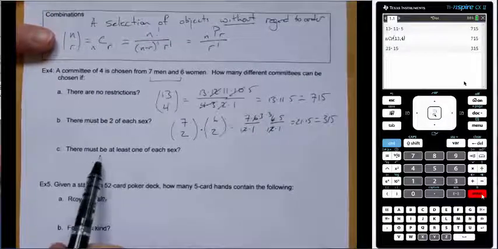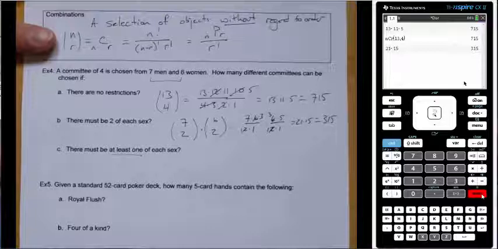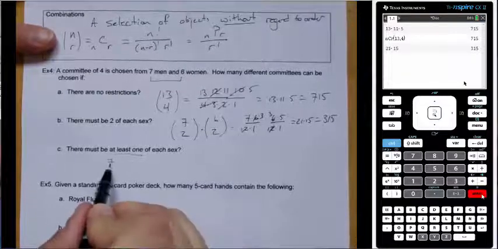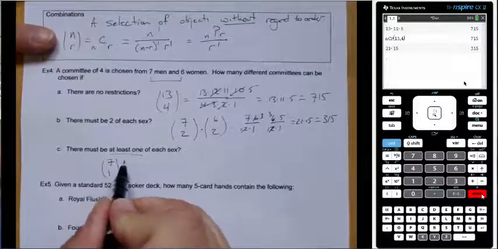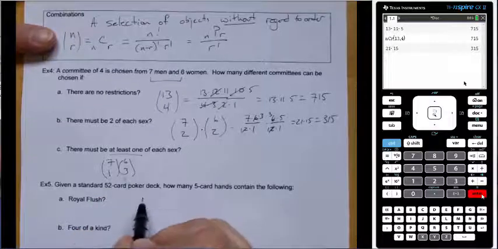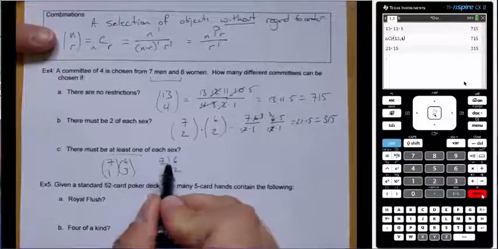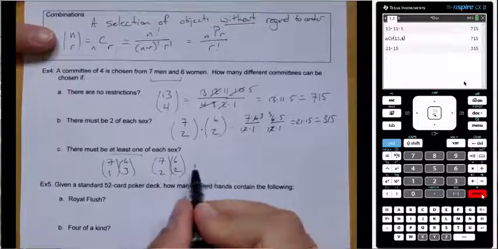What happens if there needs to be at least 1 man and at least 1 woman? So, what are all the ways you could do that? Well, you could have 2 and 2, but you could also have 1 and 3. You could have 2 and 2. Or you could have 3 and 1.